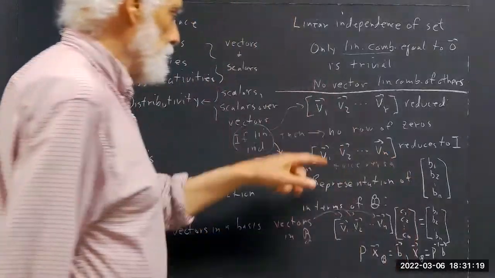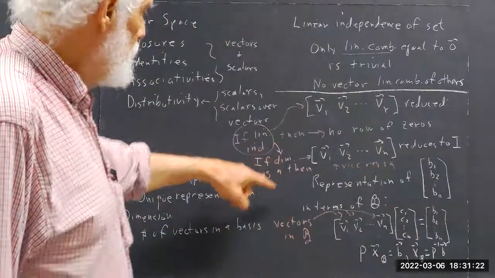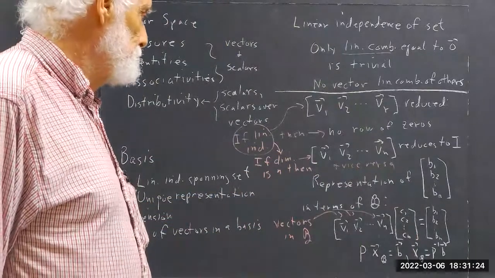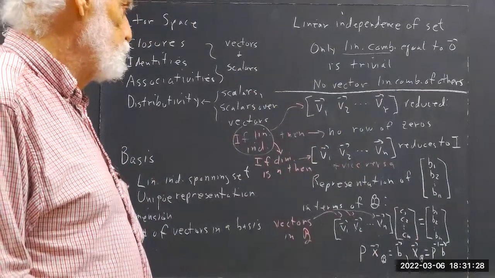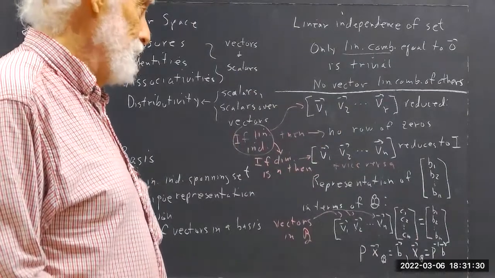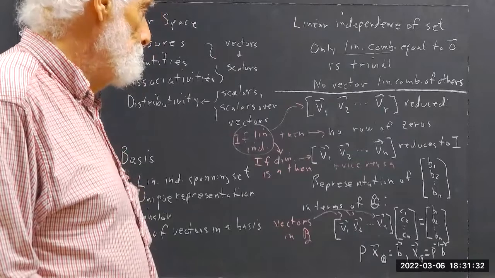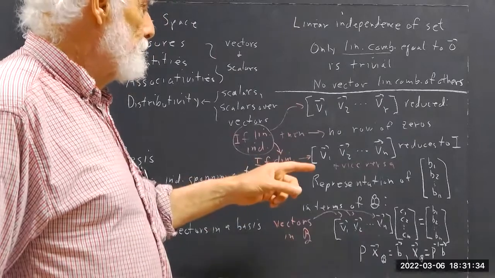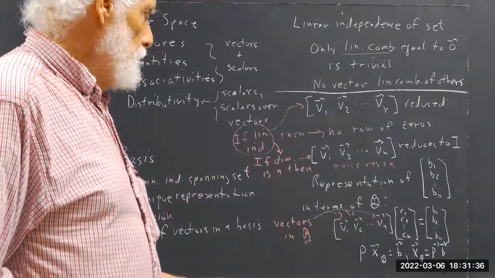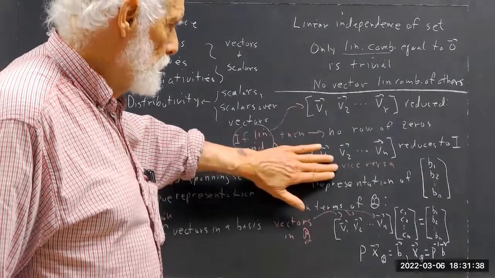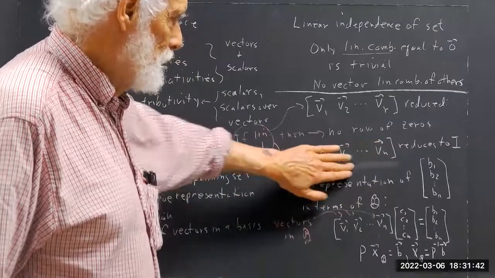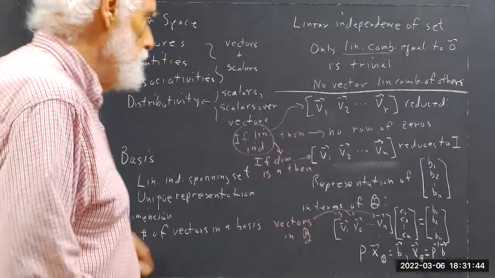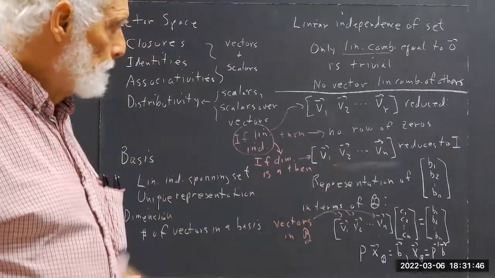And vice versa. If this reduces to the identity, then these vectors actually have no. Vice versa doesn't really work. And there's some technicality. The idea is we're going to withdraw that comment.